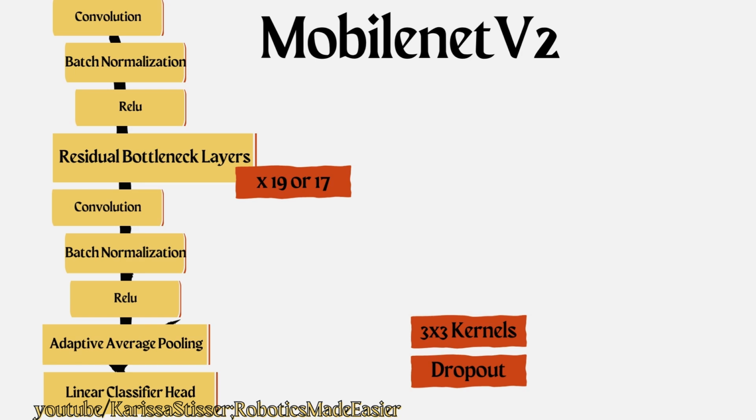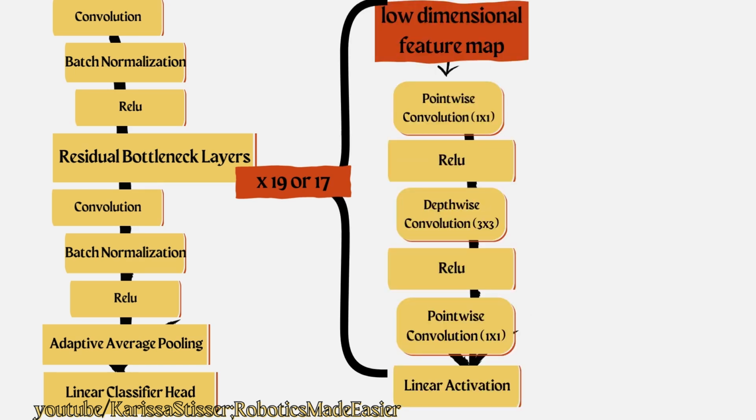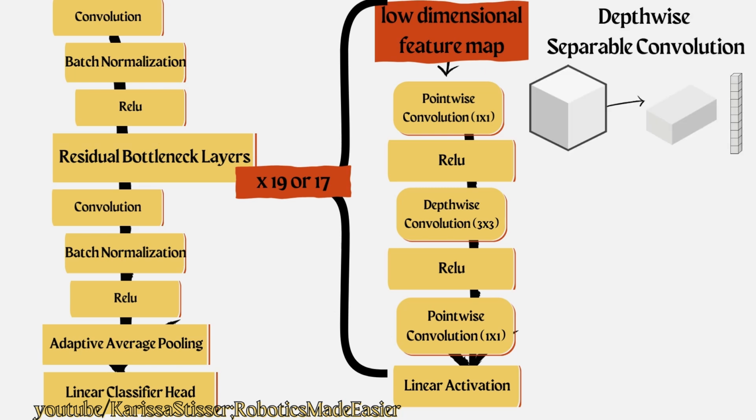And then they have adaptive average pooling, then a linear classifier head, which tells the network what you're actually looking for to classify. They use 3x3 kernels and dropout. The innovative piece of this is the residual bottleneck layers. So what are those? The first thing we need to look at is the depthwise separable convolution. This was something that was used in MobilenetV1 and other algorithms.